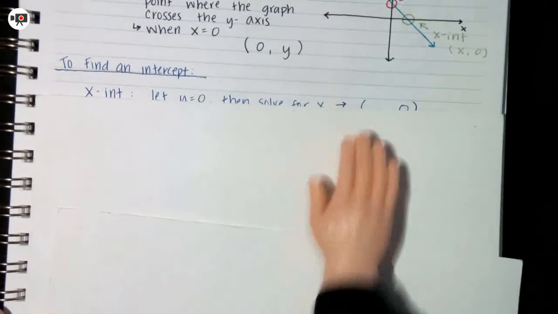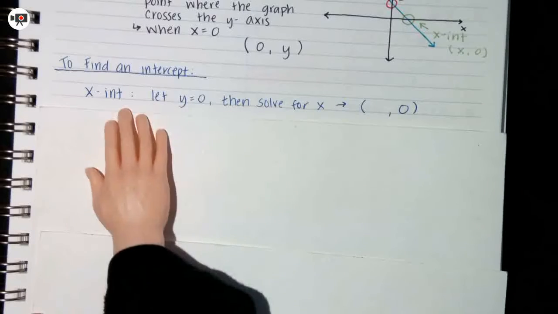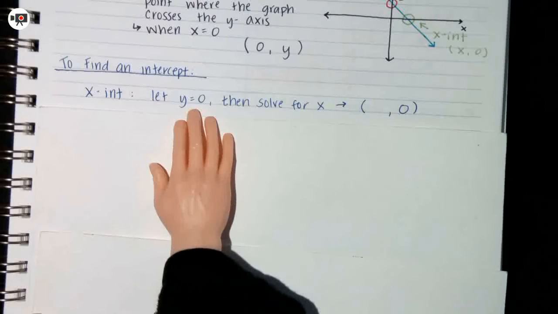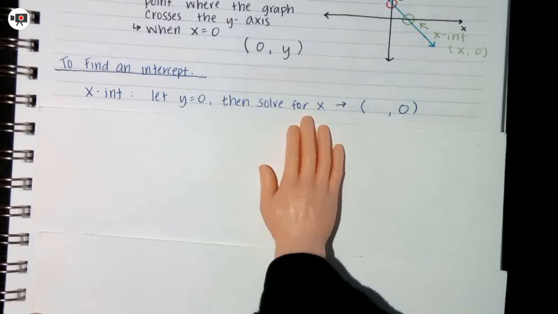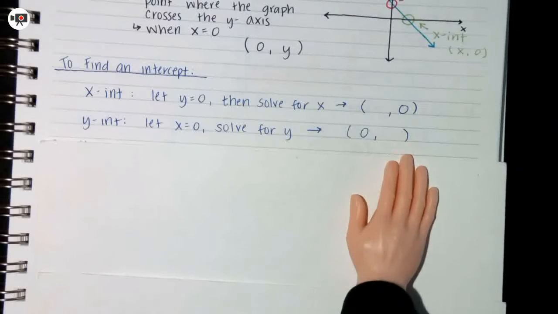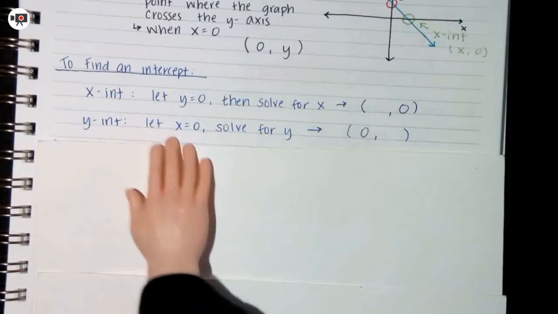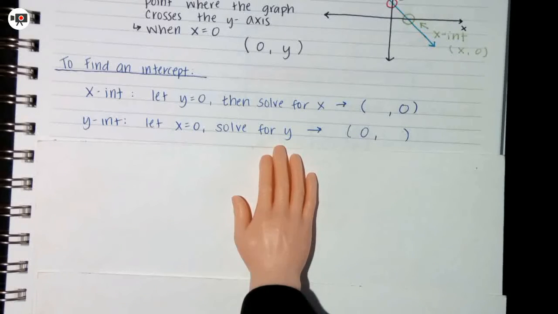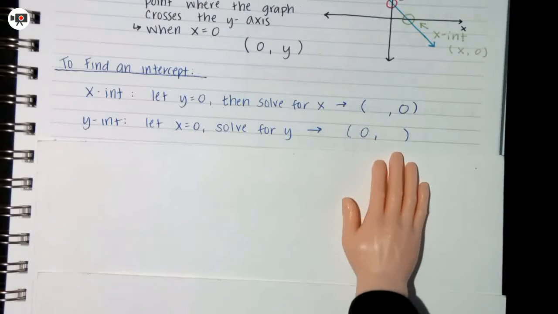To find an intercept, for x-intercepts, y is 0, and we're going to solve for x to get a point, something, comma, 0. For the y-intercept, x is 0, and solve for y to get 0, comma, some number for y.